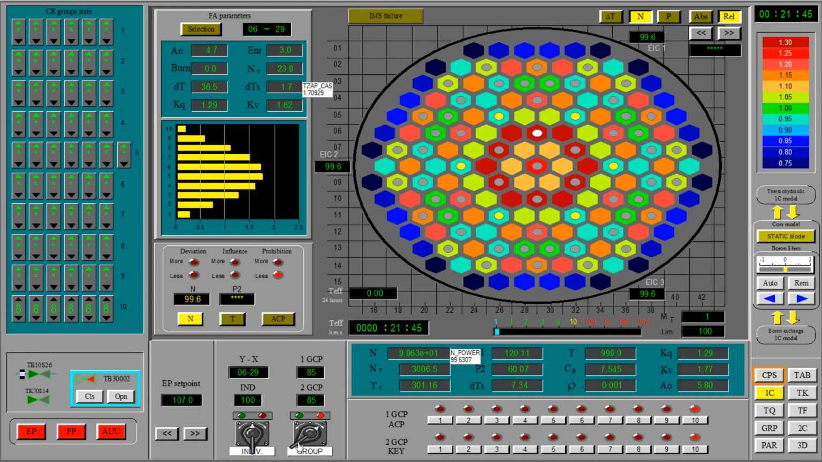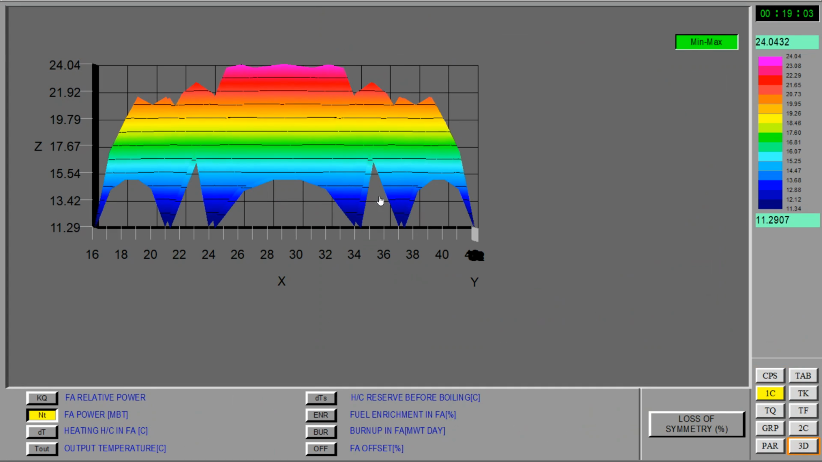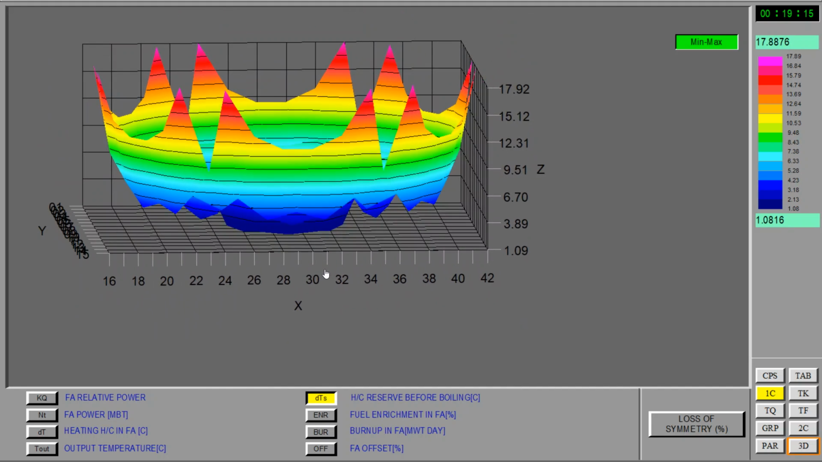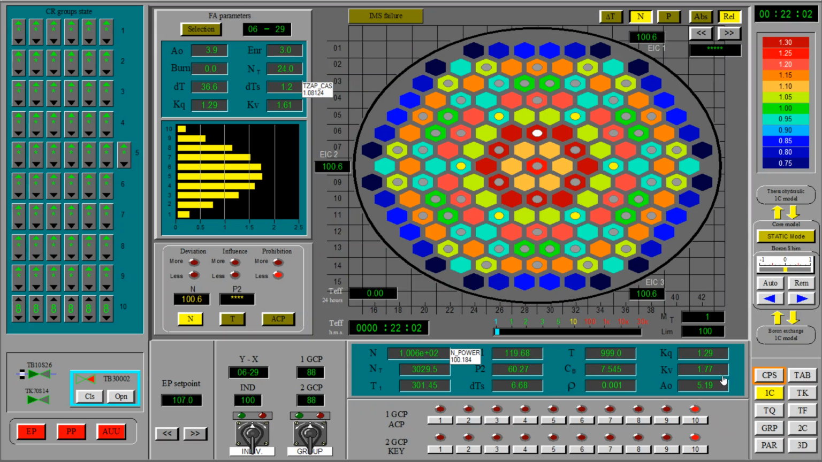I need to keep withdrawing rods to keep at nominal power. That's strange. Okay, be careful, I just went up to 101. We're at 1 degree from boiling. Let's look at the 3D plot. So the power output looks to be still fine. The reserve before boiling, it's almost touching the 0. We're at 1 degree.